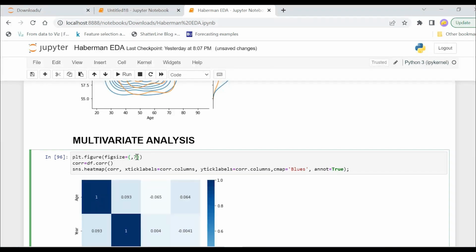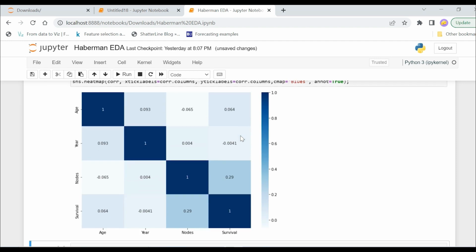10 and 7. So you can see one thing, nodes is a very important feature with 29%. Nodes and survival are very much correlated, 29%. This is not a very big correlation, that is avoidable, that is not an issue, but nodes is actually affecting survival a lot in full.